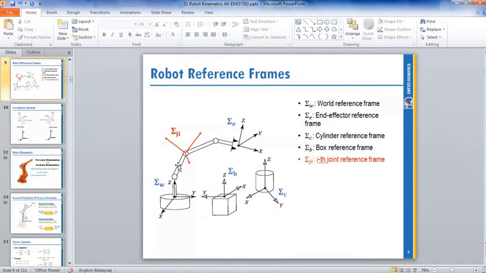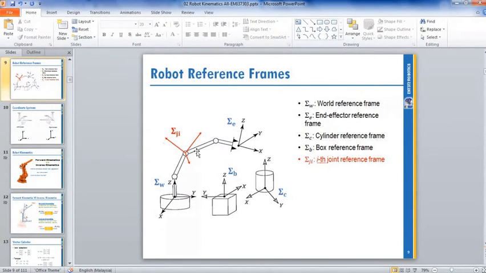So each joint has its own frame. For example, this is Ji, where i is a variable. If this one is joint 1, this one is J1. This one is J2, J3. And this is the gripper.